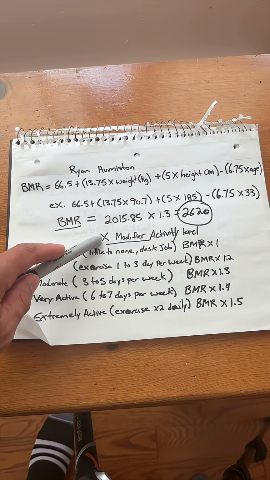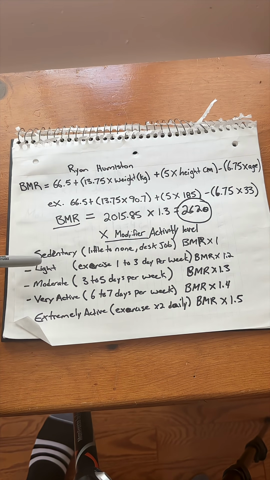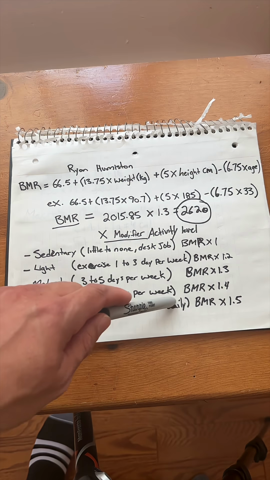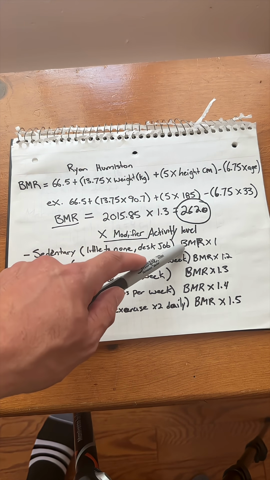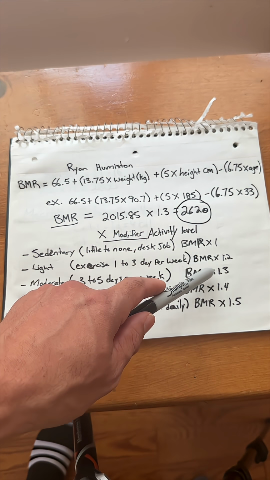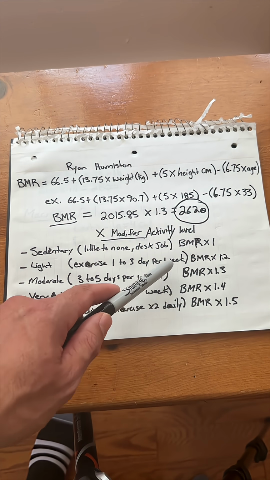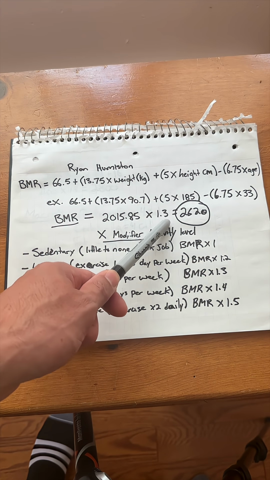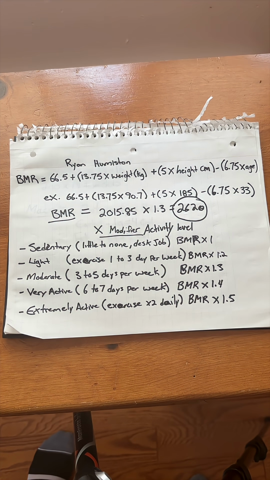You're then going to take an activity modifier. Sedentary lifestyle, light, moderate, very active, extremely active lifestyle. Here's what that means. You're then going to take your BMR and multiply it by a modifier of 1, 1.2, 1.3, 1.4, 1.5, depending on which activity level you are. So for this guy, we have a moderate activity level, and there's his maintenance calories. Now, this still isn't going to be 100% accurate, but it will get you in a rough ballpark.